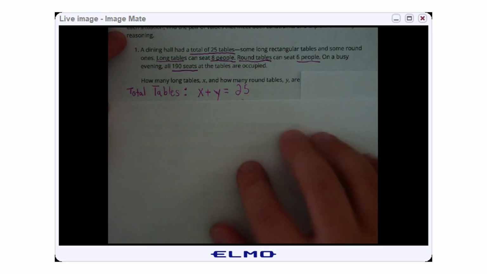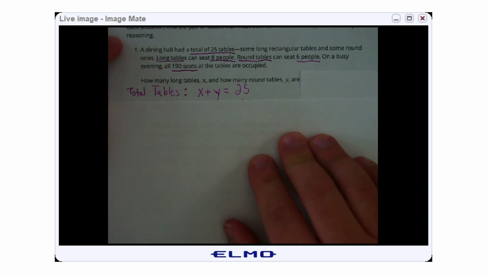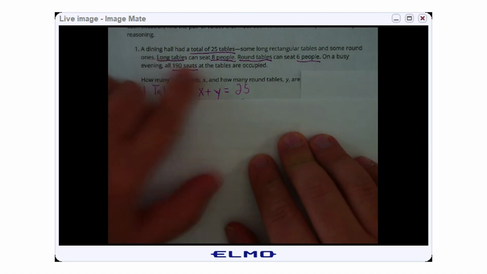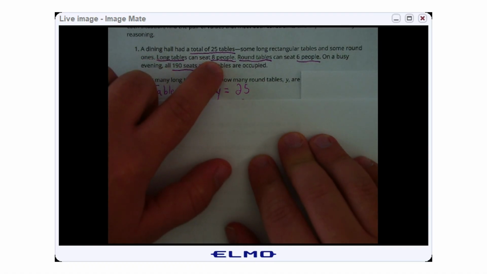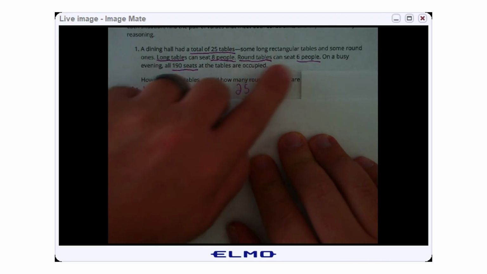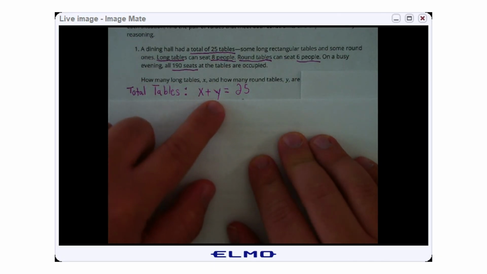The other constraint that we can build is we can start building one for the total number of seats, right? So if we look back up, it says long tables can hold 8 people, round tables can seat 6 people. Okay, and we have a total number of seats of 190. So what I'm going to do is I'm going to attach the 8 seats to the rectangular tables. So it's going to look something like 8x. And I'm going to attach the amount of people that can sit at a round table, 6, to my variable for round tables, which is y. So it'll look like 6y.